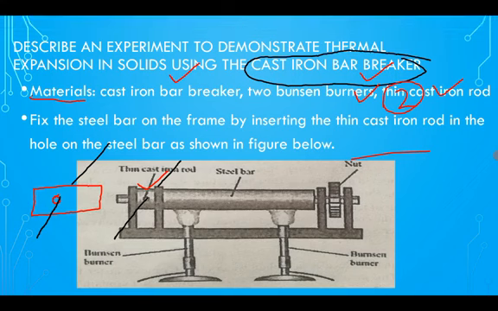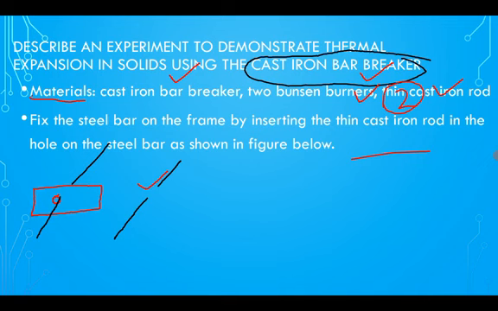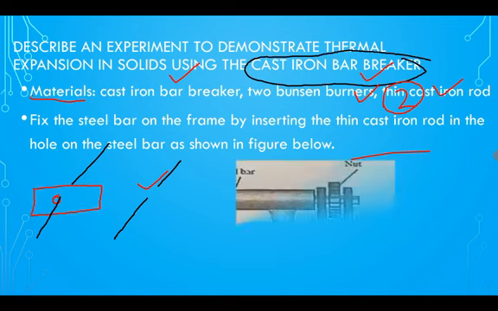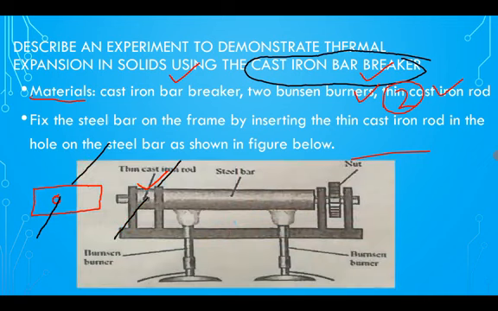Right, that's very, very important to note. So the thin rod is the one that needs to be broken due to the expansion of the steel bar. All right.